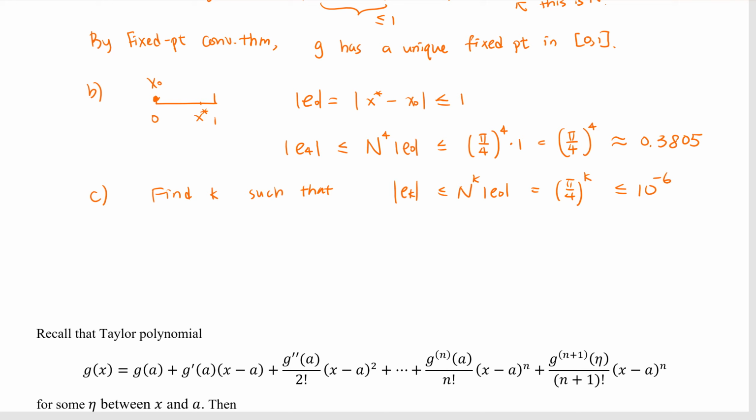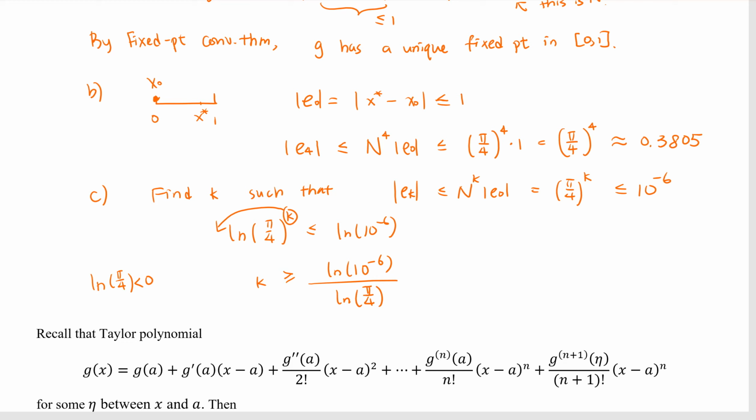So far, so good, everybody. Okay, and so keep that in mind. We can apply ln on both sides, and then we can move the k down in front. Notice that pi over 4 is less than 1, so ln of pi over 4 is actually negative. When you divide by a negative number, that will flip the inequality, right? So we have k greater than or equal to ln of 10 to the minus 6 over ln of pi over 4.